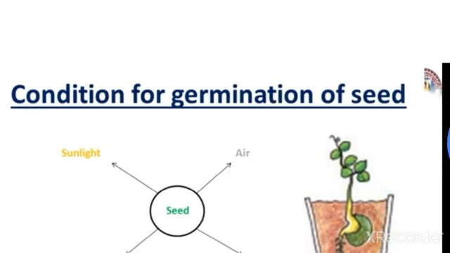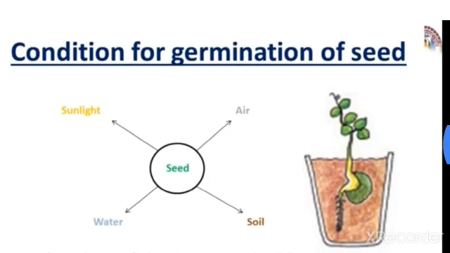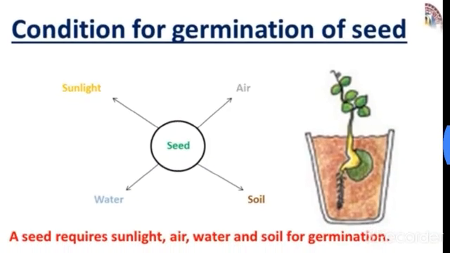Next one is the condition for germination of seed. You know that a seed requires sunlight, air, water, and soil for germination.